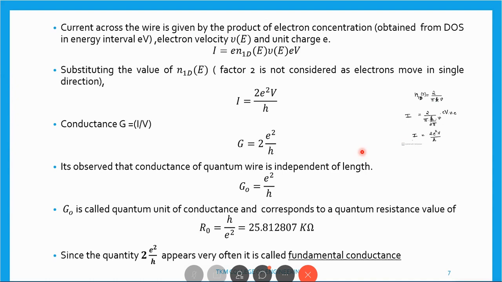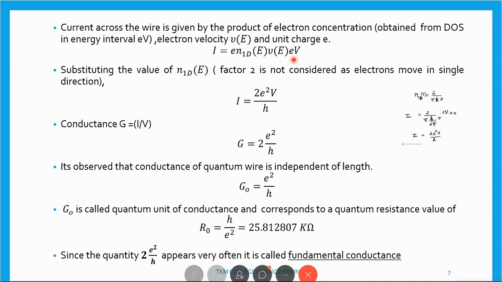Now, to get a proper formula for conductance, we first find the current across the wire. Current across the wire is given by the product of electron concentration, electron velocity, and unit charge. The electron concentration is obtained from the density of states in the energy interval eV. In this case, we have considered a quantum wire, so the density of states for a one-dimensional nanostructure N1D of E multiplied by eV, because it is obtained from the density of states in the energy interval eV, will give the electron concentration, multiplied by velocity nu of E multiplied by unit charge. So that is how this formula came into being: I is equal to e N1D of E, nu of E, multiplied by eV.